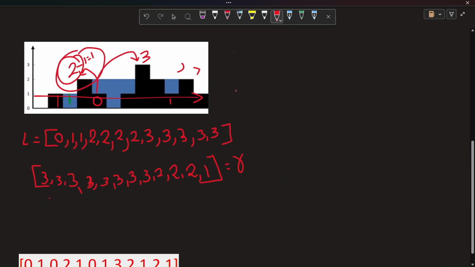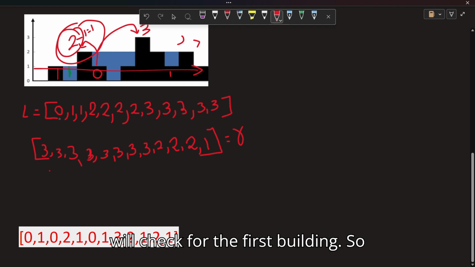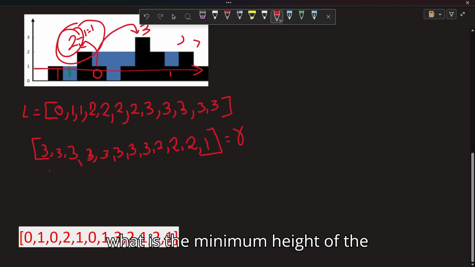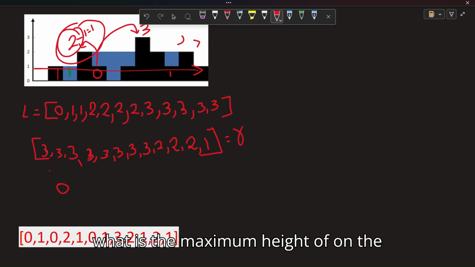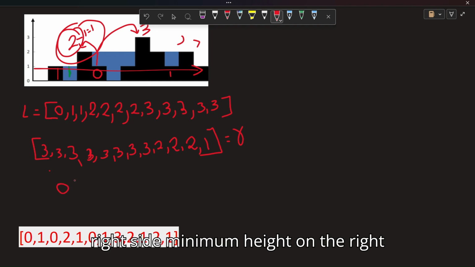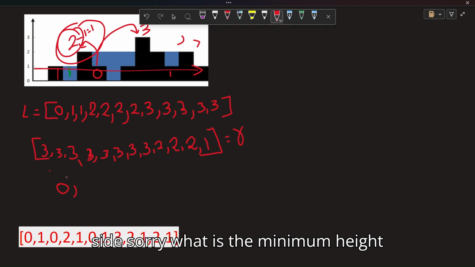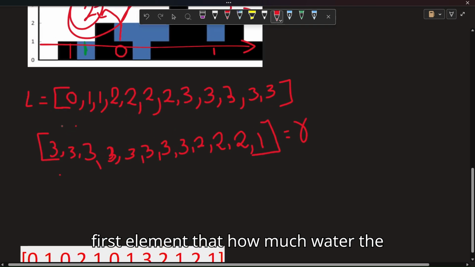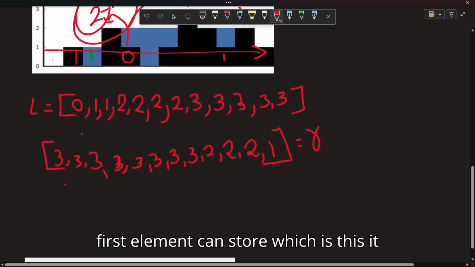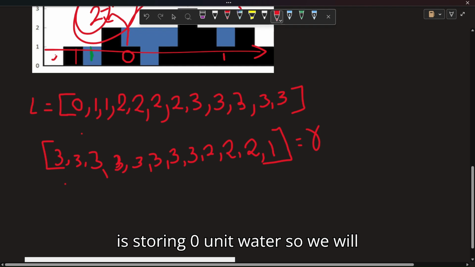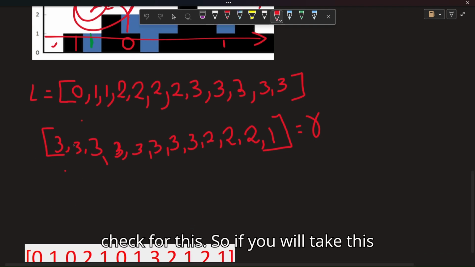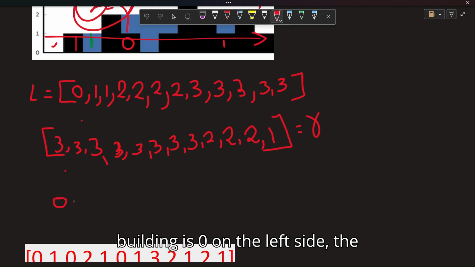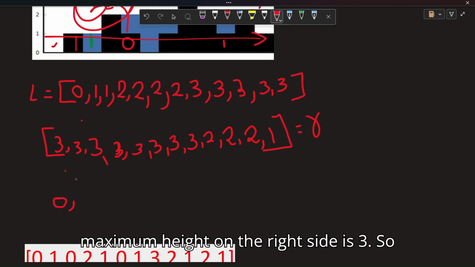So let me dry run this and show you how to solve this. If you check for the first building, what is the minimum height of the building on the left side, which is 0, and what is the maximum height on the right side? We are checking for the first element, how much water the first element can store, which is 0 unit of water. So if you take this element, the maximum height of the building on the left side is 0, and the maximum height on the right side is 3.